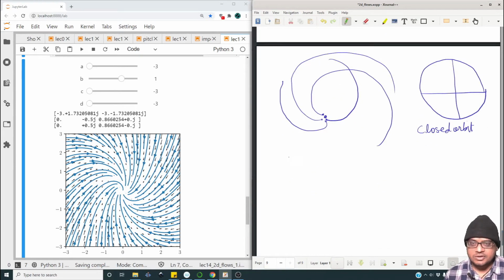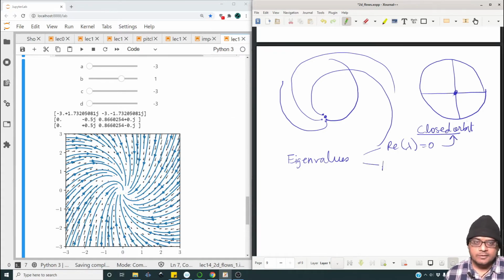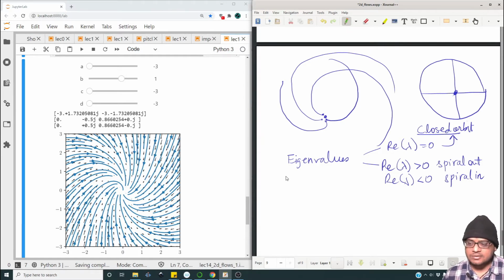So the conclusion is, if the eigenvalues have zero real part, that is the real part of lambda is 0, then it boils down to a closed orbit where the fixed point is still the origin. If the real part of lambda is greater than 0, then it is a spiral out. If the real part is less than 0, it's a spiral in. I'm not going to go into the elaborate theory of it, but you can look up the book by Strogatz. The reference to the book will be there in the description. So I'm showing you how we can get it done using a computer.